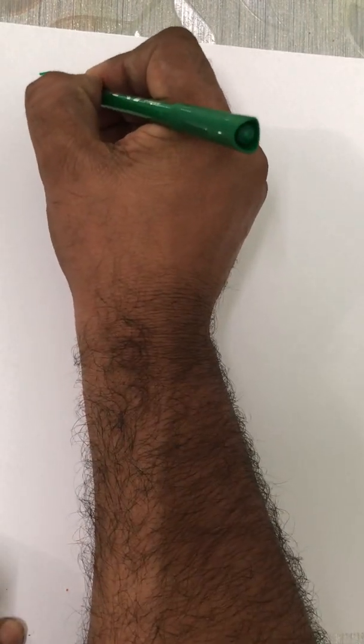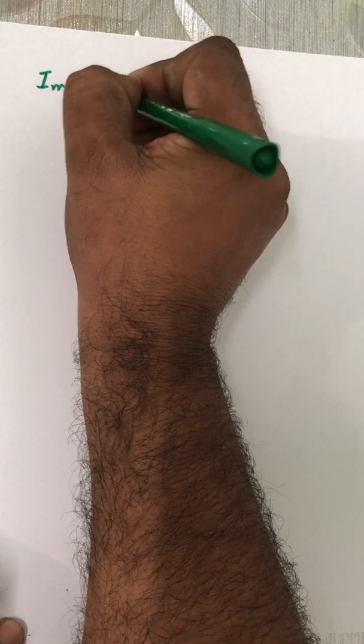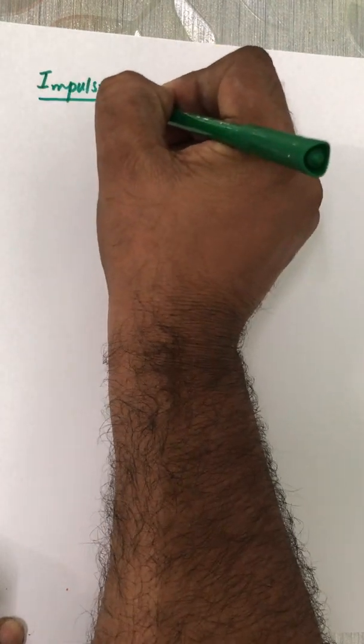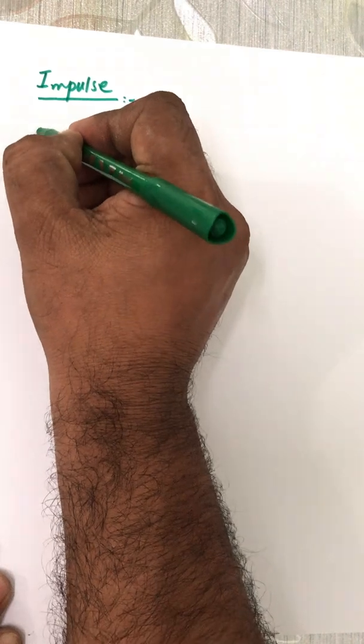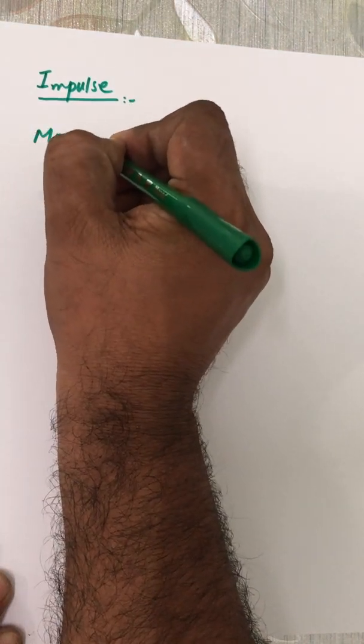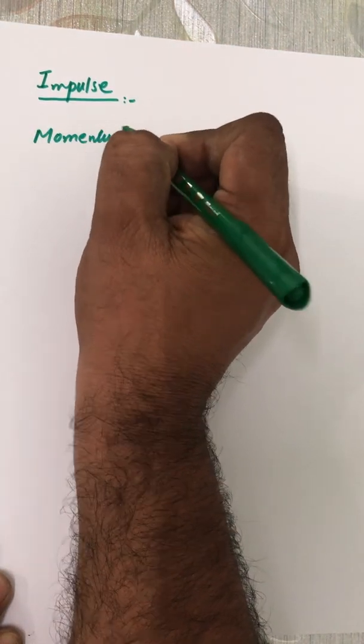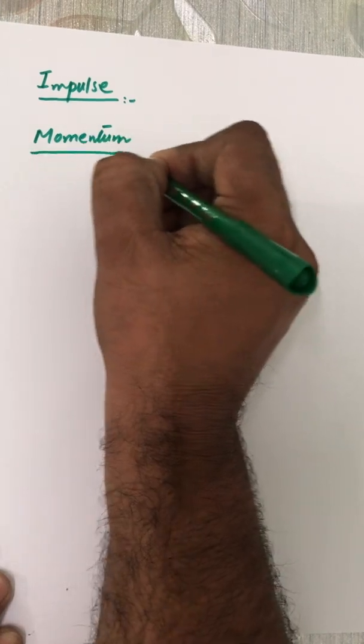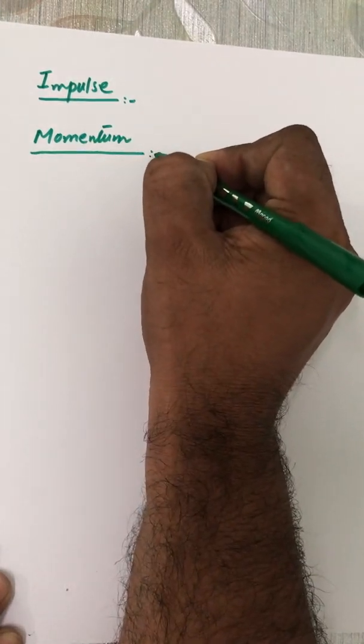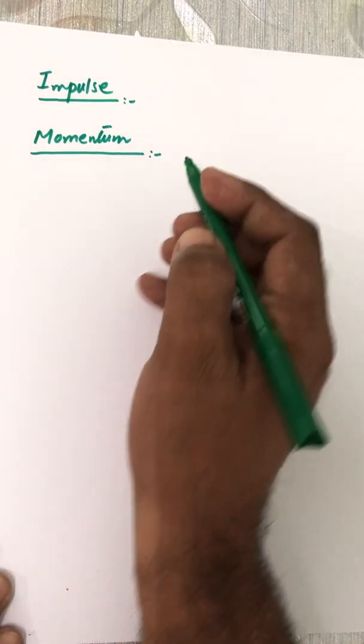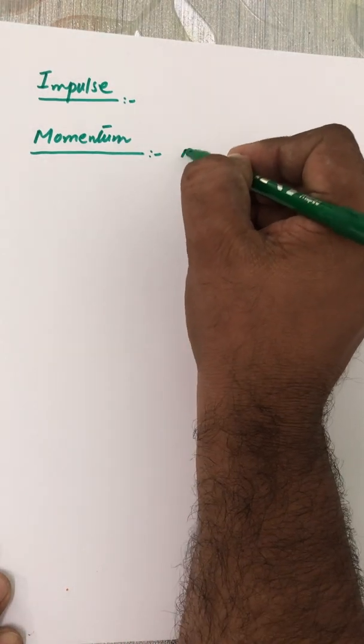Today we will learn about impulse. So before starting impulse, we should know about momentum. We have already learned about momentum. If we don't know about momentum, we cannot understand impulse. So momentum is the product of mass and velocity.